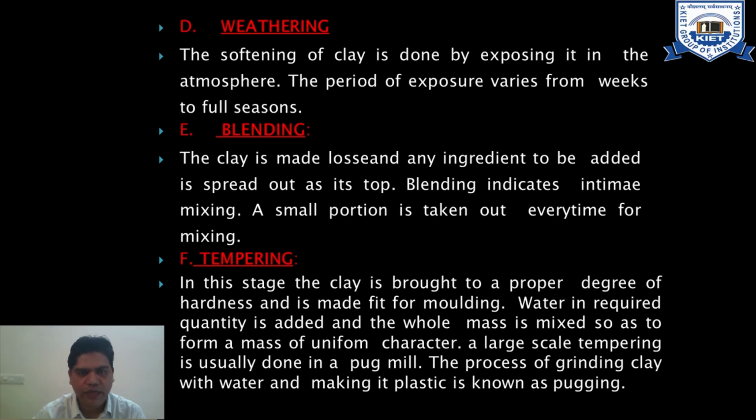Then we have the tempering process. In this stage, the clay is brought to a proper degree of hardness and is made fit for molding. Water in the required quantity is added and the whole mass is mixed so as to form a mass of uniform character. Large scale tempering is usually done in a pug mill. The process of grinding clay with water and making it plastic is known as pugging.